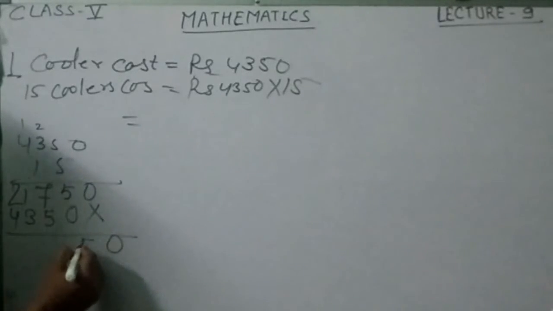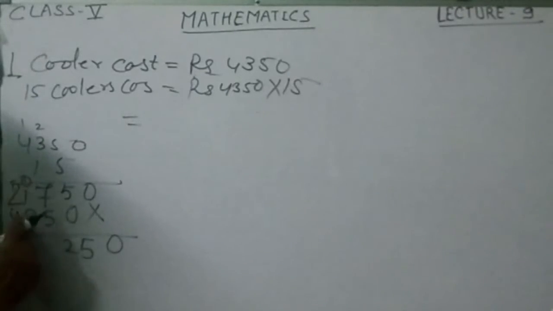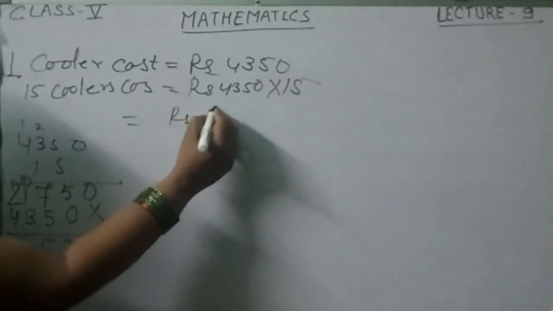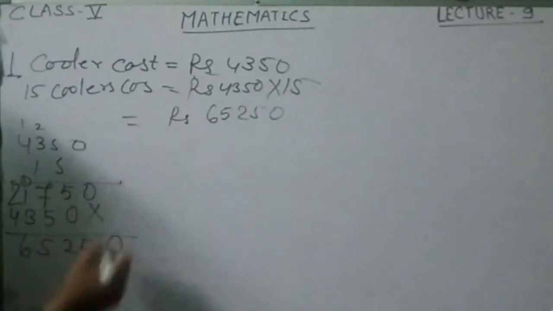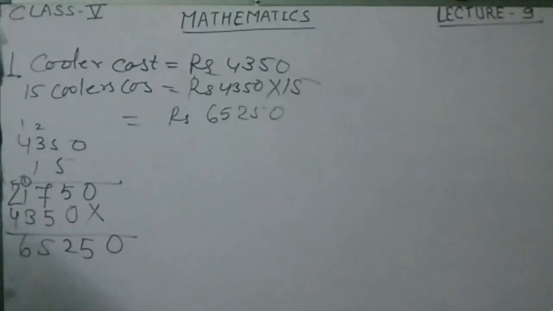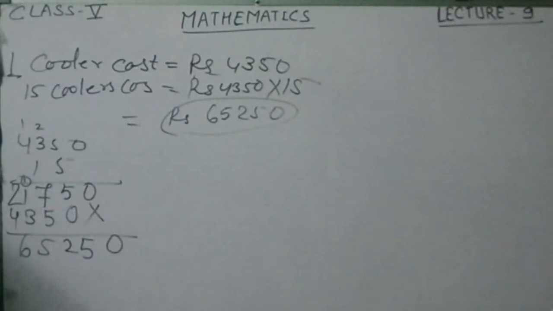Here 0, 5, 7, 5, 12. 1 is carry here. 1 plus 1, 2 plus 3, 5. 4 plus 2, 6. What is the cost here? Rupees 65,250. One cooler costs 4,350, then what is the cost of 15 coolers? 65,250 rupees. That means if the cost of each is given and you have to find for more, then you have to multiply the numbers together.